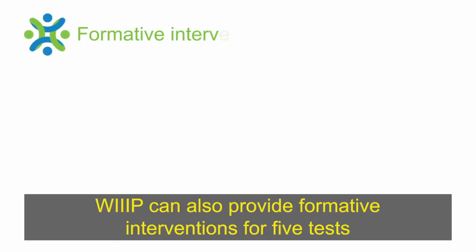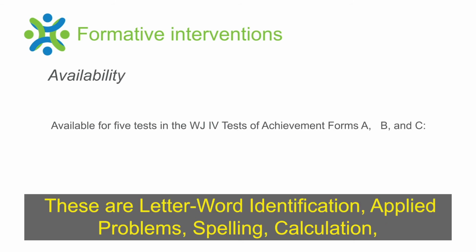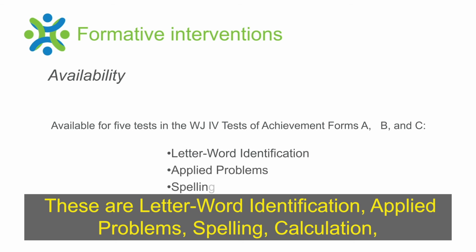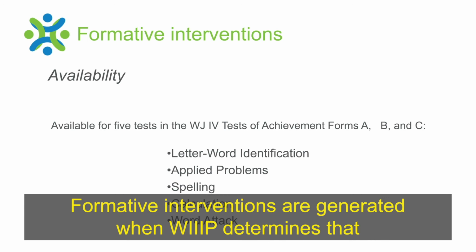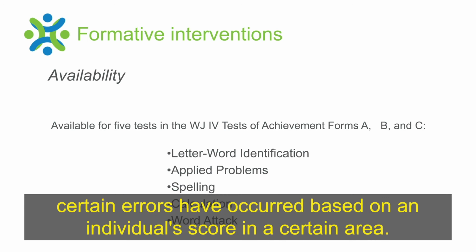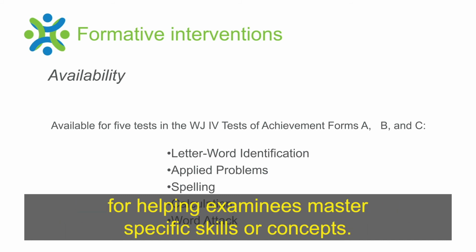WIIIP can also provide formative interventions for 5 tests in the WJ4 Tests of Achievement. These are letter-word identification, applied problems, spelling, calculation, and word attack. Formative interventions are generated when WIIIP determines that certain errors have occurred based on an individual's score in a certain area. These interventions are rooted in sound teaching practices and provide methods for helping examinees master specific skills or concepts.